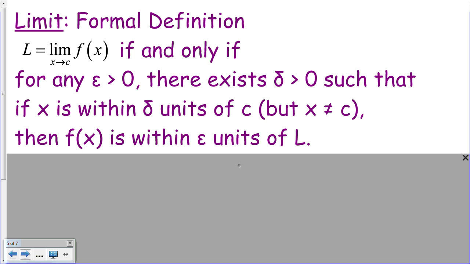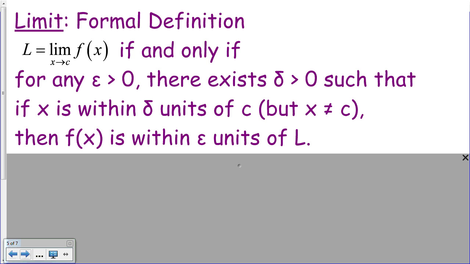For any epsilon greater than 0, there exists a delta greater than 0, such that if x is within delta units of c, so delta is going to be used as some sort of restriction that we put around this value of c that we're approaching, if x is within delta units of c, but not equal to c, x does not have to equal c, then f of x is within epsilon units of L. So the epsilon is going to be used as some sort of a restriction that we put around our limit L. Delta is a restriction around c, and epsilon is a corresponding restriction around L.